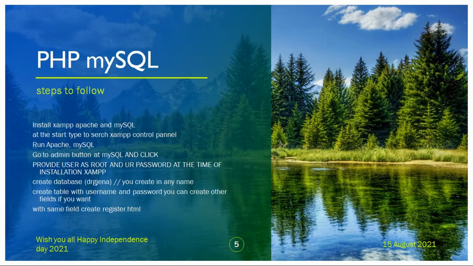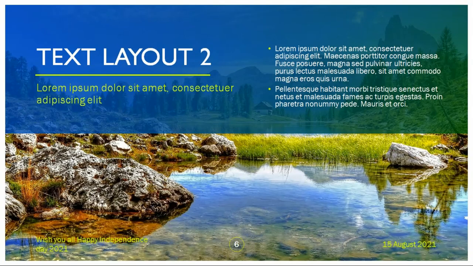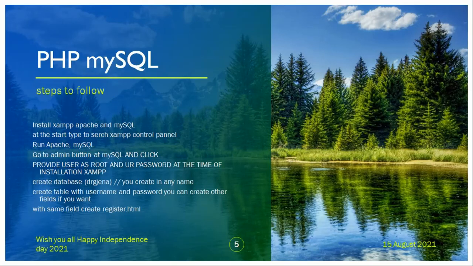Then create a table with username and password. I have taken two fields, but you can create a number of fields: username, password, confirm password, email ID, mobile number. All the fields you can create. With the same fields, create the register.html, because whatever data is entered in the form on the HTML page is what will be stored. The number of fields and their names should be the same. So these are the things you have to do.